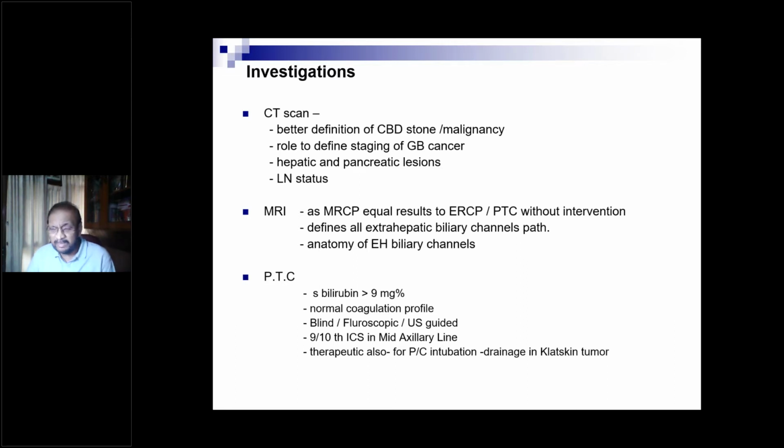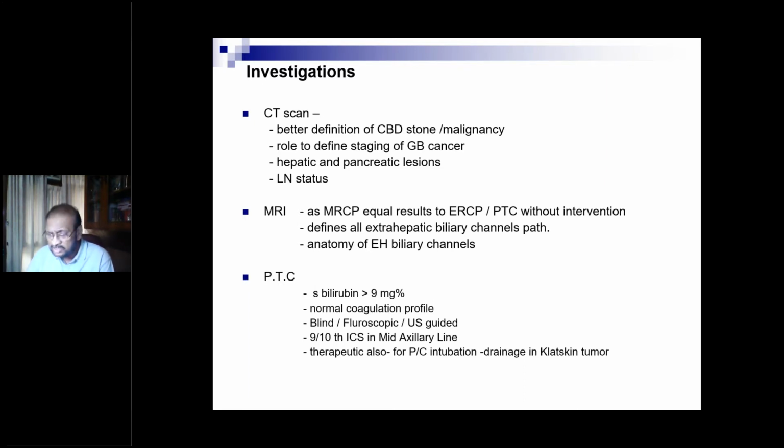MRCP, or MRI-directed scan of the hepatobiliary system, equals the result of ERCP and PTC. PTC is percutaneous hepatic cholangiogram. And you're not doing any intervention. It is purely an MRI scan. So that is where it scores over ERCP and PTC. But there is one disadvantage, and that is that it cannot take a biopsy. That is the only place where ERCP scores over MRCP. It defines the whole extrahepatic biliary channel, the intrahepatic biliary channel, and it tells you the whole anatomy.